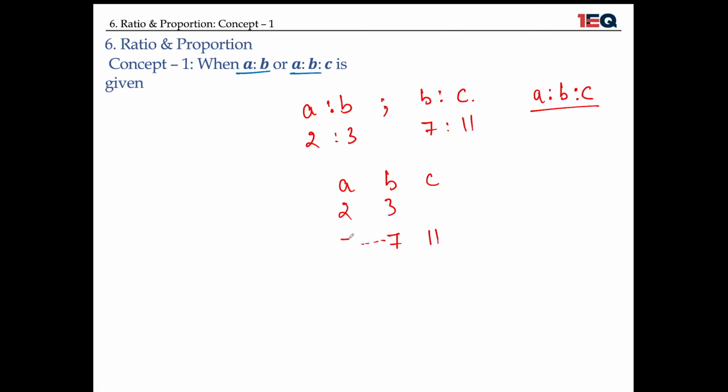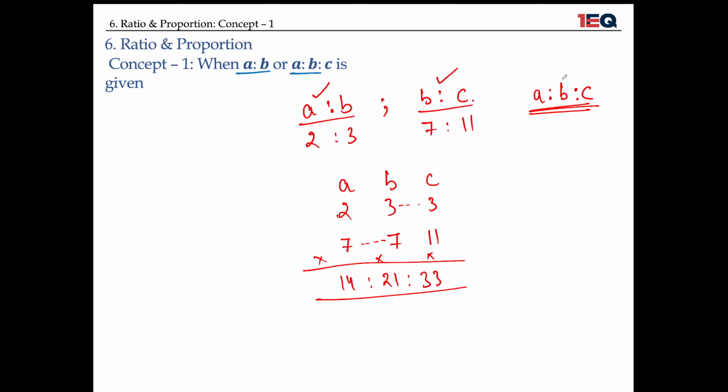This 7 would come here as 7. This 3 would come here as 3. You have to shift the numbers to their empty slots. And then I have to multiply them. 2 sevens are 14. 3 sevens are 21. 3 elevens are 33. So I hope you've understood my technique of getting the biggest ratio out of the partial ratios. I'm calling these two ratios as smaller ratios, and this I'm calling as the parent ratio, or the biggest ratio of them all.